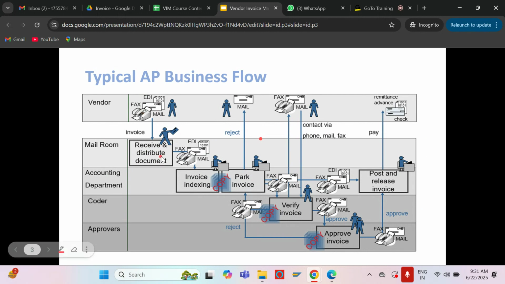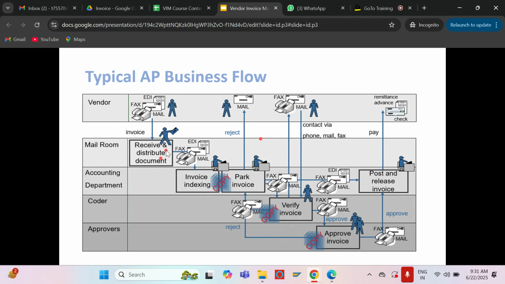Once the invoice is received, the person sitting in the mailroom will have to identify for which vendor the invoice has been received, for which company this invoice needs to be processed, which company code this invoice belongs to, and all sorts of details. Based on those details, the person in the mailroom will distribute the invoice to the appropriate role or person.